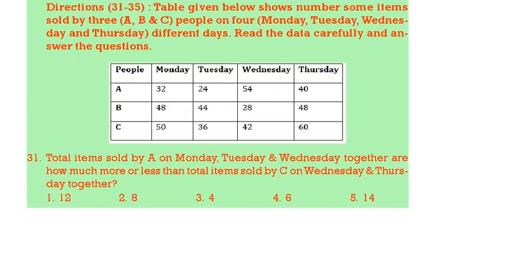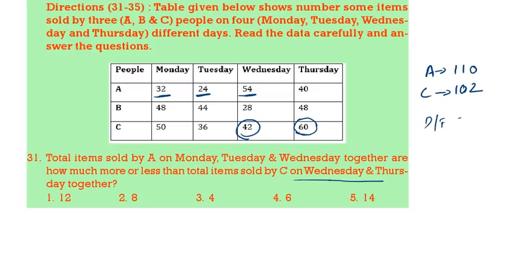The total number of items sold by A on Monday, Tuesday, Wednesday. A: Monday 32, Tuesday 24, Wednesday 54. Total: 4 plus 4 is 8, 8 plus 2 is 10, then 5 plus 1 is 6, 8 is 11. It is 110. A is 110. Then C on Wednesday, Thursday: 42, 60. That is 102. Now what is the difference? The difference is 8. 2 is the correct answer.